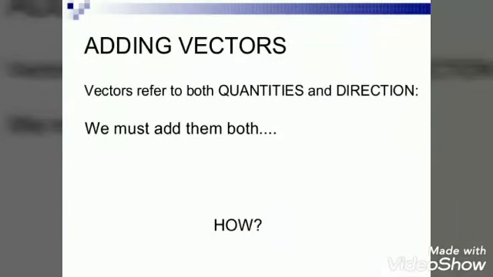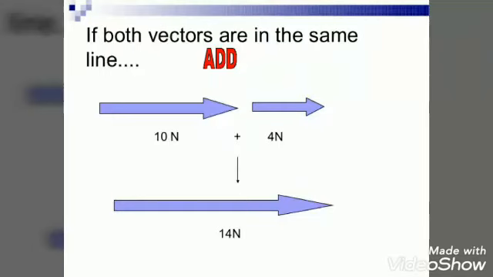How to add vectors, both magnitude wise and direction wise? Suppose 10 Newton and 4 Newton we are adding. They are acting in the same direction. The net value will also be in the same direction. So it is mentioned 14 Newton.